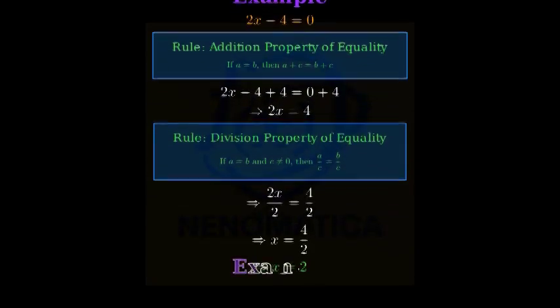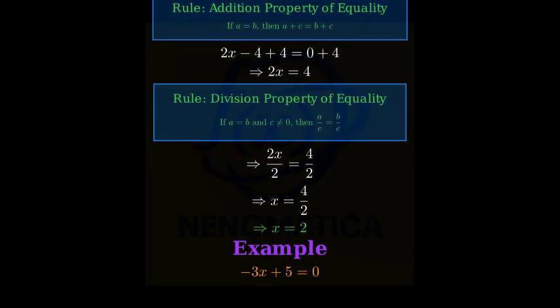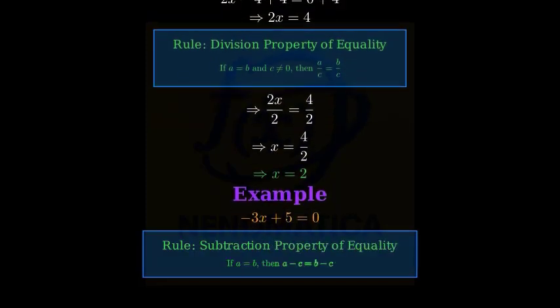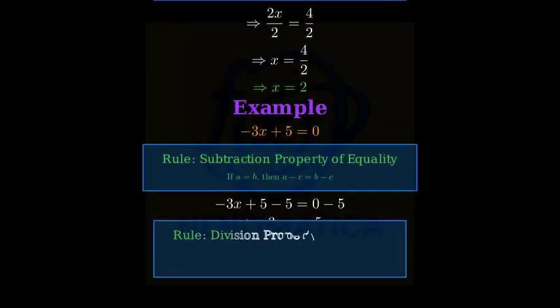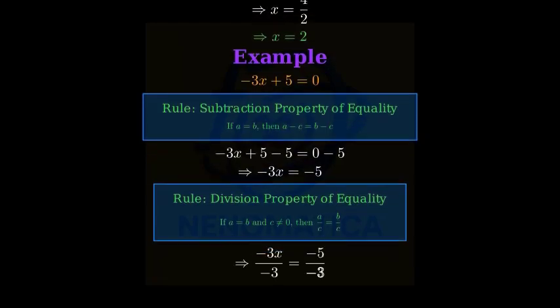Let's move on to our second example, negative 3x plus 5 equals 0. Again, we'll solve this step by step. First, we need to isolate the variable term by subtracting 5 from both sides of the equation. Now, to find the value of x, we need to divide both sides by negative 3.